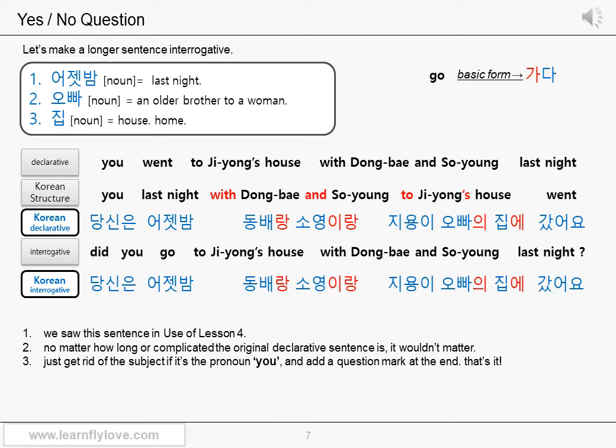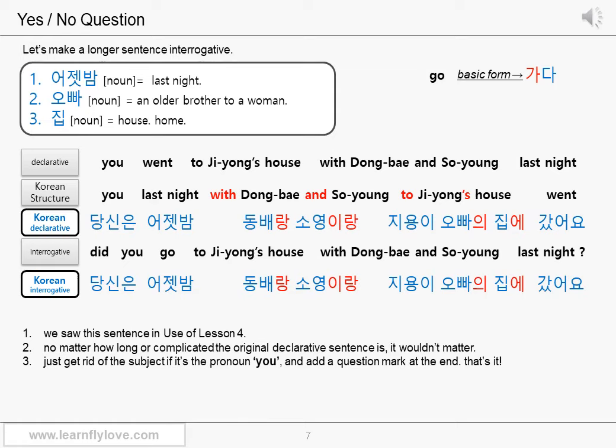Let's say the speaker is a female and Jiyoung is a friend who's a bit older than her, and Dongbae and Soyoung are the speaker's friends who are equal to or younger than her. So the speaker can use their names for Dongbae and Soyoung, but has to use 오빠 for 지영, okay? You, 당신은. We know it's useless to translate this you. Last night, 어젯밤. Yesterday night. We used the middle 시옷 here. If you don't understand what middle 시옷 means, you need to go back to lesson 4.